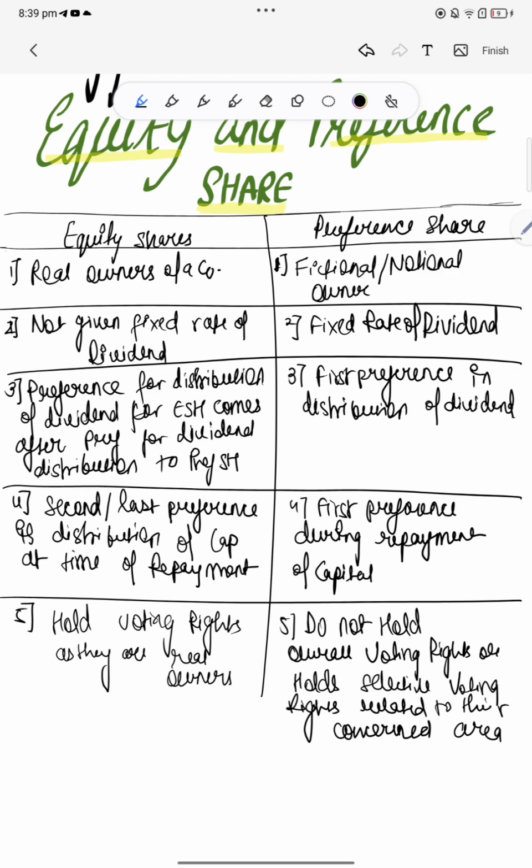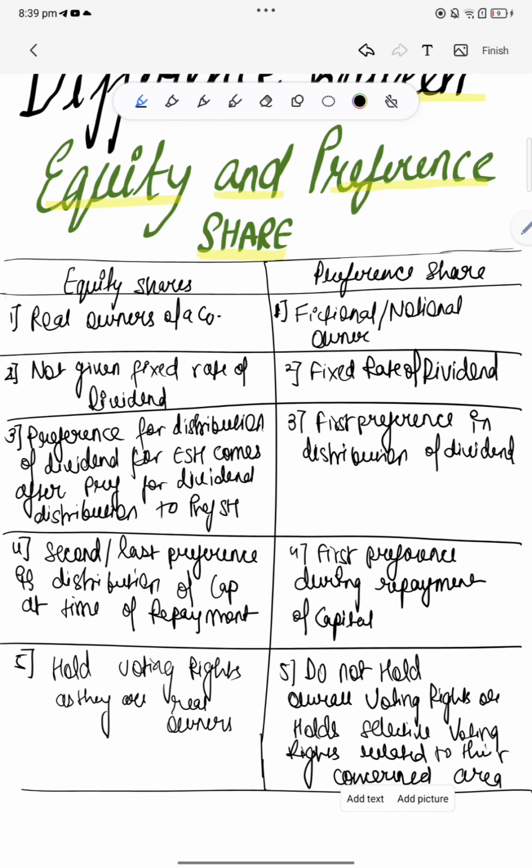Okay, so this is the overall difference. The first difference is with regard to real owners, whether equity shareholders or preference shareholders are real owners or not. Are they given dividend or not? Whether the preference in giving dividend goes to equity shareholders or preference shareholders first, then repayment of capital preference, and last, voting rights.